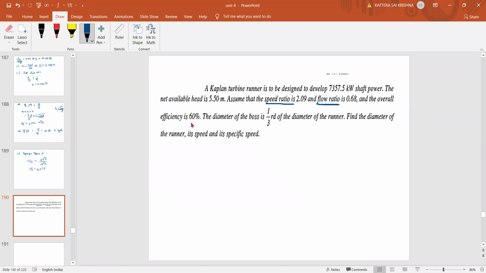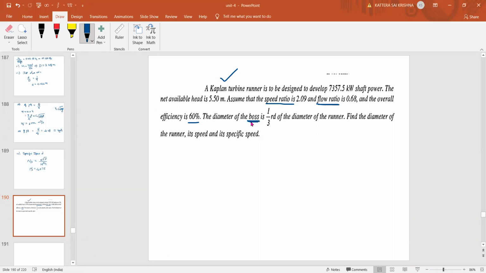And the overall efficiency is given as 60%. So with overall efficiency, if we have head values, we can find discharge, and we can find diameters also if it is not given. Since it is a Kaplan turbine, remember it is an axial flow reaction turbine, where discharge Q equals pi by 4 into D naught square minus DB square into VF1, where D naught is the diameter of the turbine or outer wheel, and DB is the diameter of the hub.